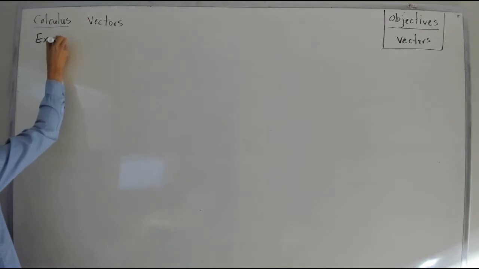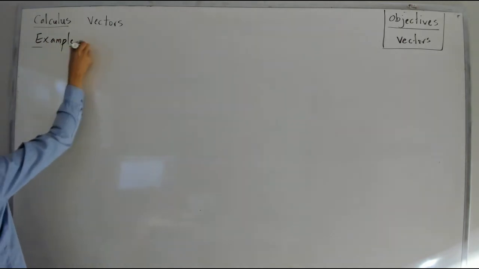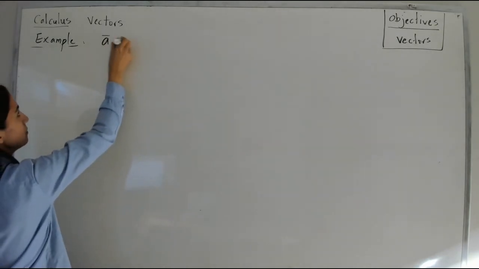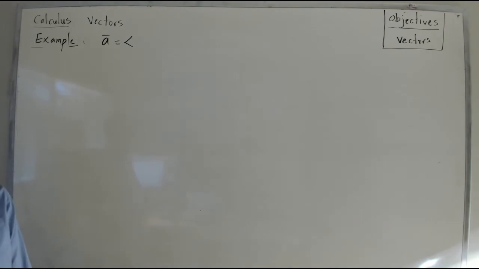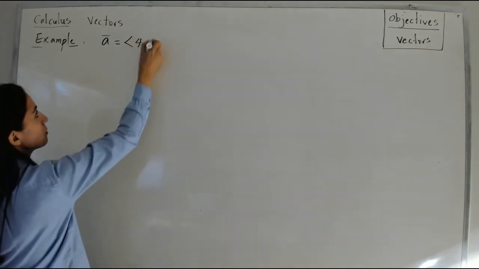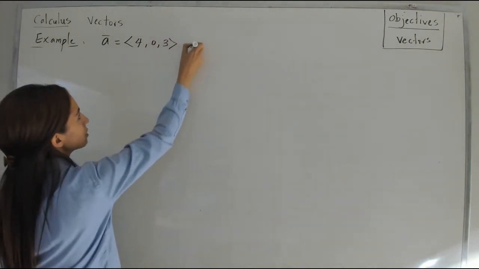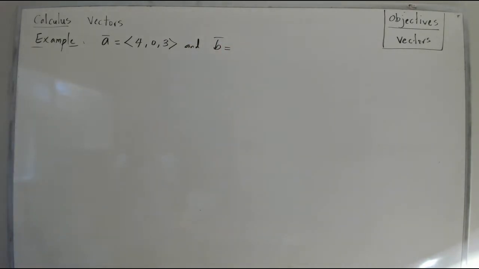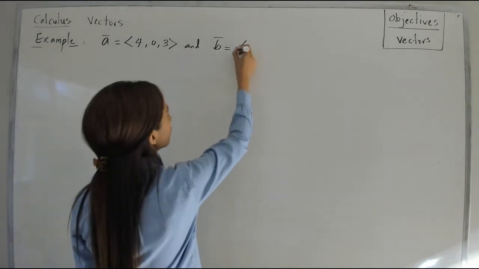Example. Well, in this example, we have the following. Vector A is given to us as 4, 0, 3, and the vector B, the second vector, is -2, 1, and 5.